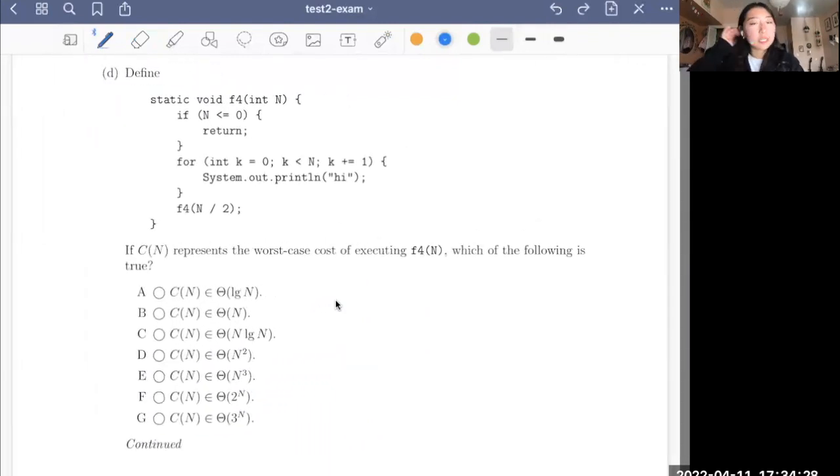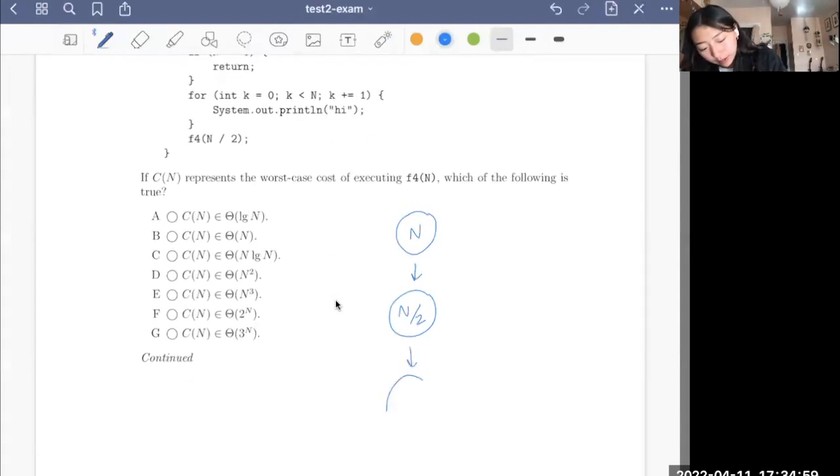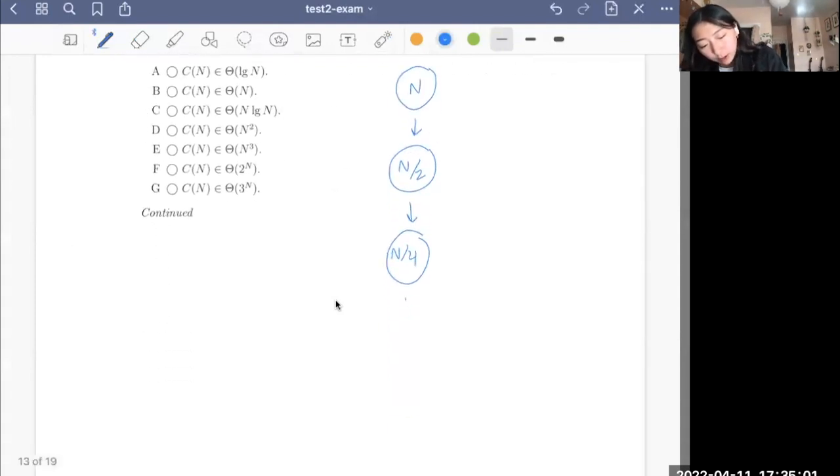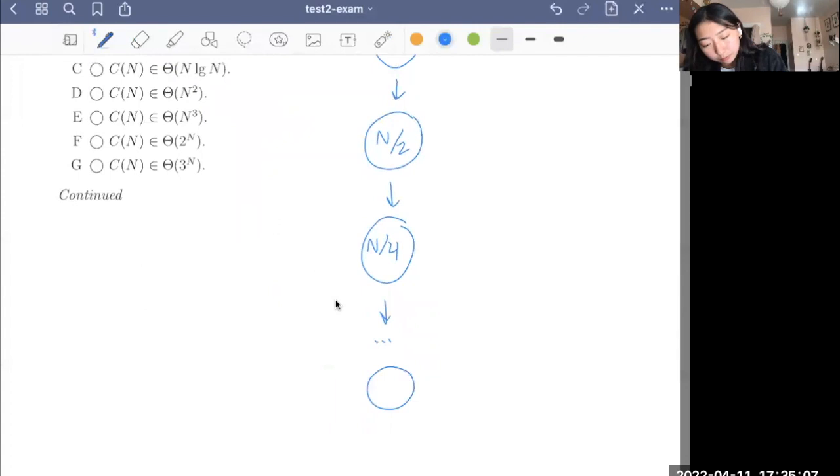Now let's look at 6d, which talks about f4, this function. And so here we see that we have some sort of loop in the body, right? And that goes from 0 to n, does a linear amount of work. And then we have a recursive call that cuts the input size in half. So first, let's just look at the recursive call stack. We see that first we have a call that accepts an input of n. That has a child call, which has input size of n over 2, then n over 4. And we go on and on and on until eventually we get down to basically 0.